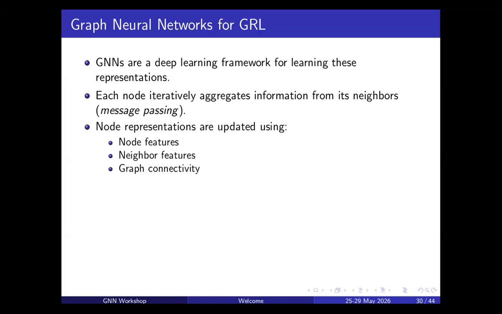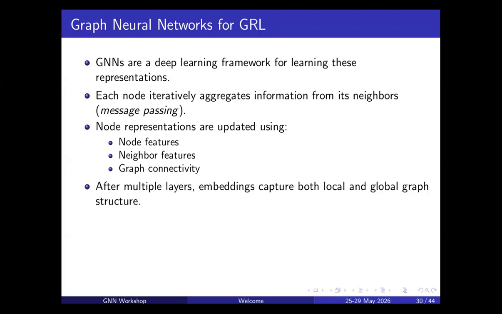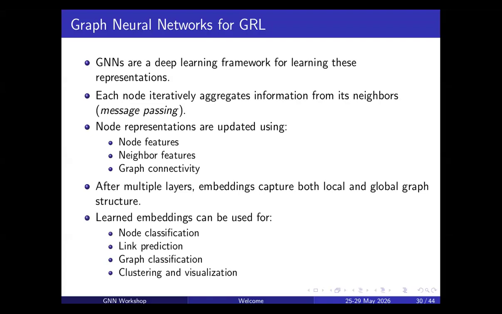So node representations are updated using the node features and the immediate neighbors' features, based on how they are connected. After multiple layers or multiple iterations, we say the embedding captures both local as well as global graph structure. And this learned embedding can be used for node classification, link prediction, graph classification, or even clustering and visualization.